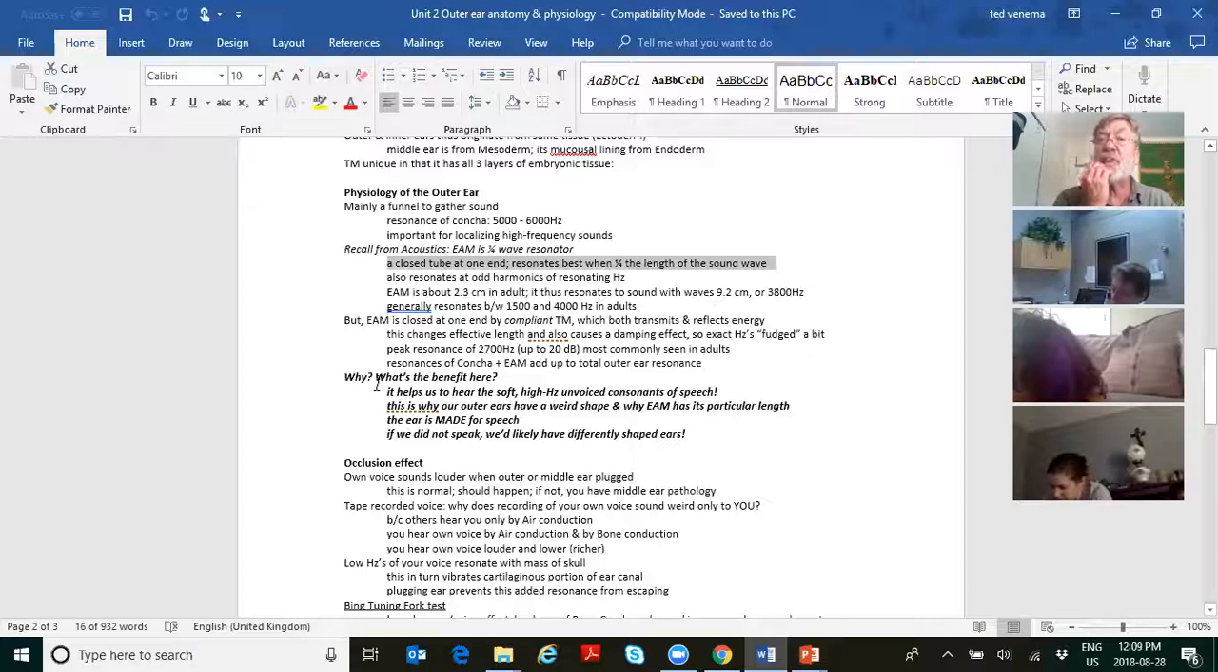And objects like this, and I'm highlighting this, they resonate best with sound waves 4 times as long. They resonate best with sound waves 4 times as long. So how long is the ear canal in inches? 1 inch. So what's it going to resonate with? It's going to resonate with sound waves that are 4 inches long.